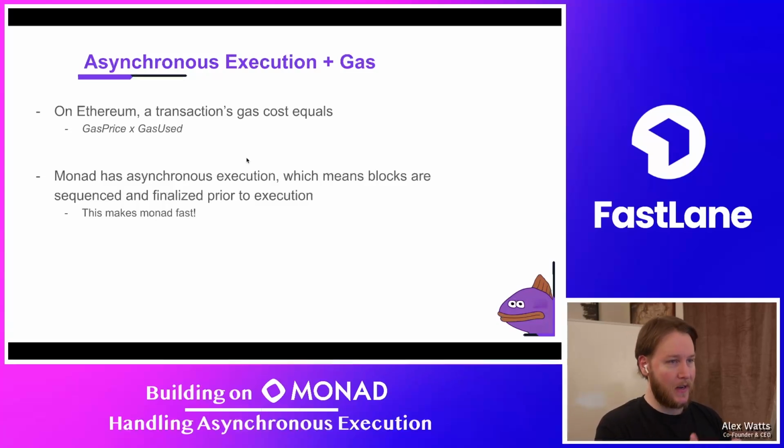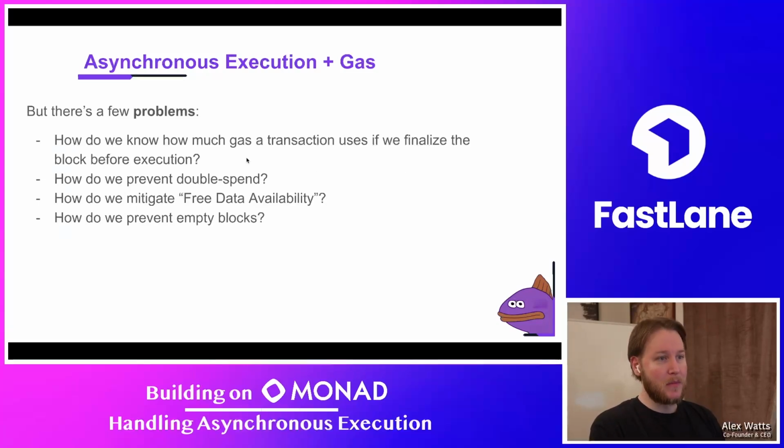This is a huge advantage. It's a huge unlock. It interleaves consensus and block building with actually executing the block and actually generating that state. It's one of the main reasons why Monad is able to be so fast. But there's a few problems with interleaving execution with consensus, such as if we don't actually execute a block, how do we know how much gas a transaction actually uses inside of that block in order to make sure that there's room for it? How do we prevent double spend?